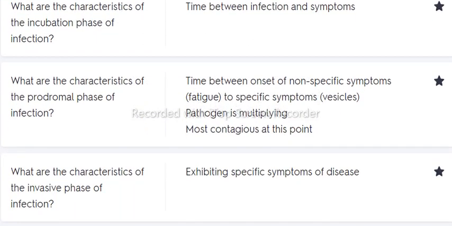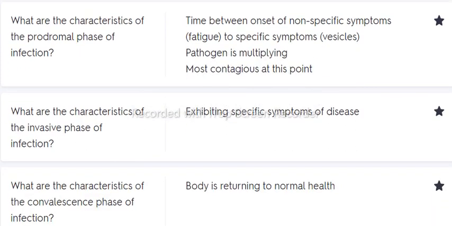What are the characteristics of the incubation phase of infection? Time between infection and symptoms. What are the characteristics of the prodromal phase of infection? Time between onset of non-specific symptoms to specific symptoms. Pathogen is multiplying, most contagious at this point.